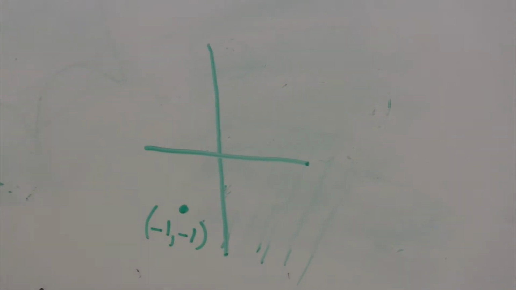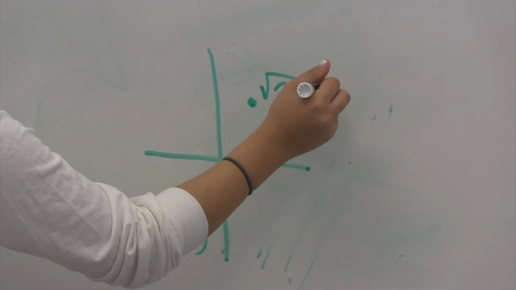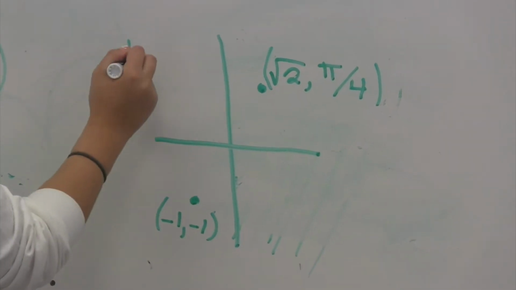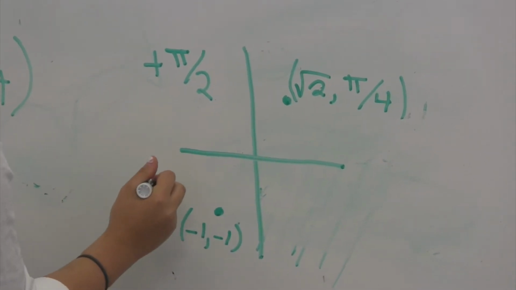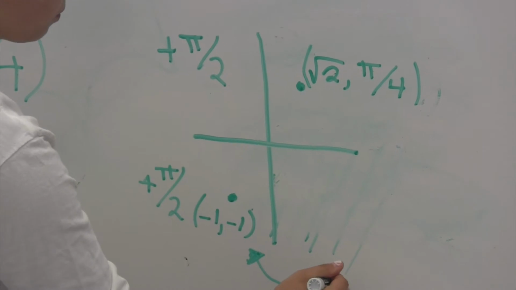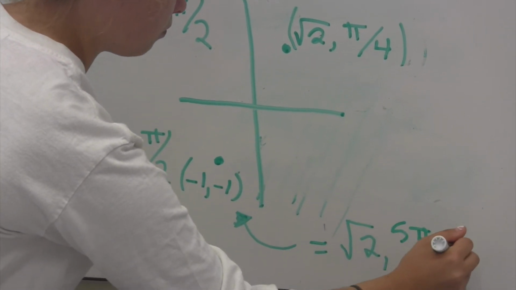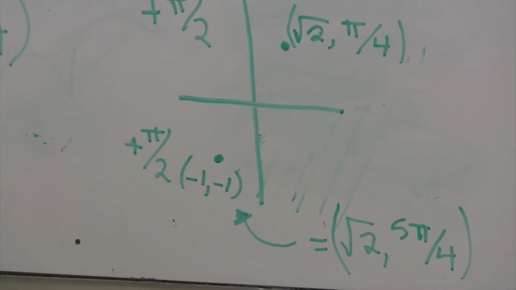If you notice, the point -1, -1 is in the third quadrant, but the point √2, pi over 4 is in the first. So in order to fix this, we just have to add pi over 2 twice, or pi, to get to the third quadrant. So the real coordinate is actually √2, 5 pi over 4.